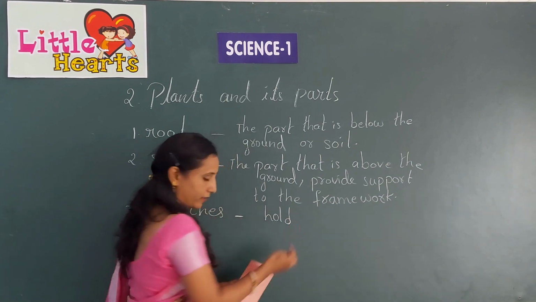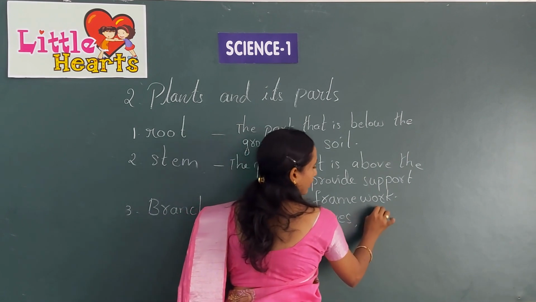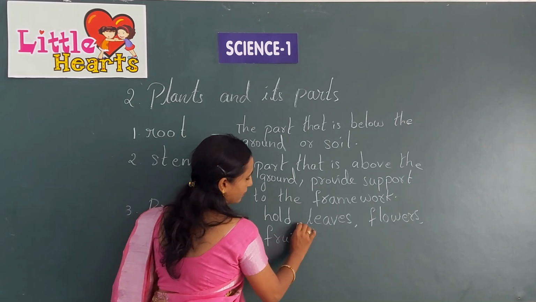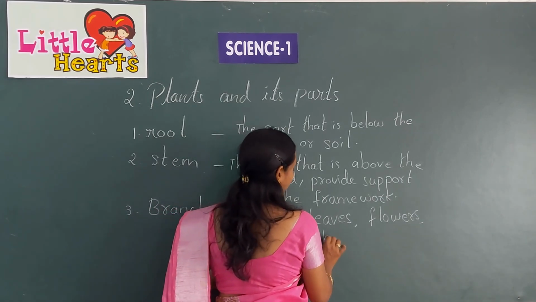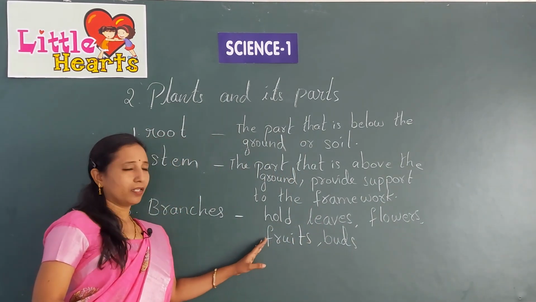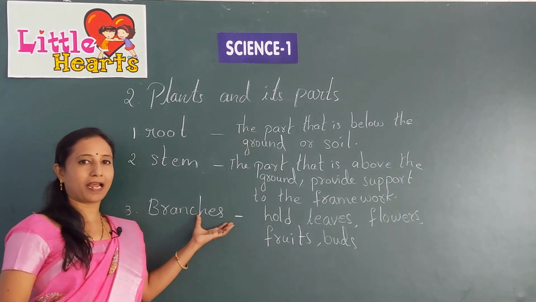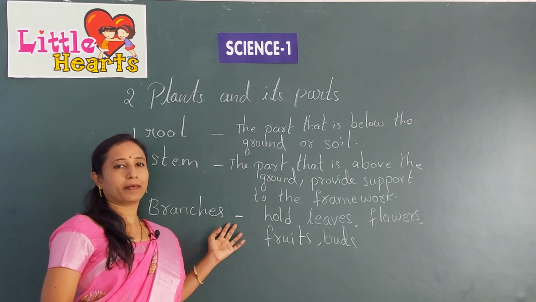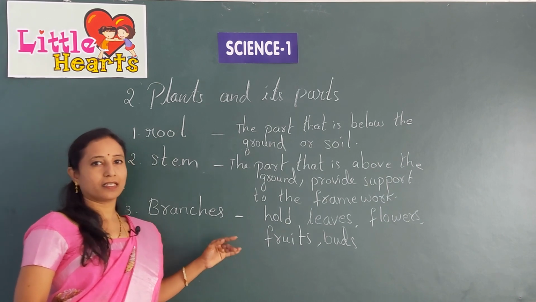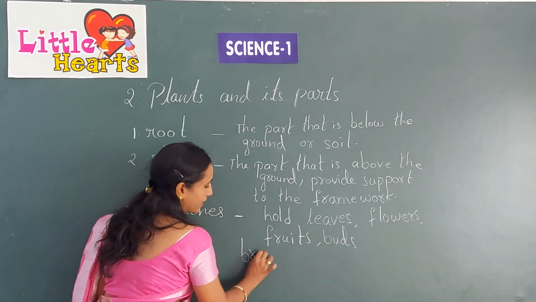First of all we'll write: branches hold leaves, flowers, fruits, and buds also. These hold all the parts of the plant. So some plants have branches, some plants don't have branches. The trees which don't have branches are called branchless trees. We already discussed this.